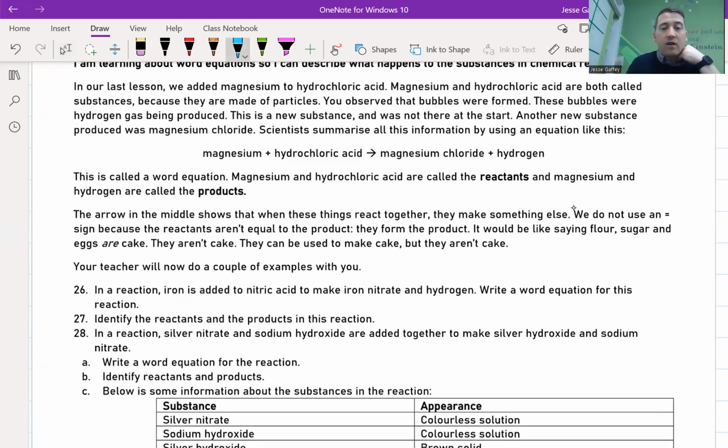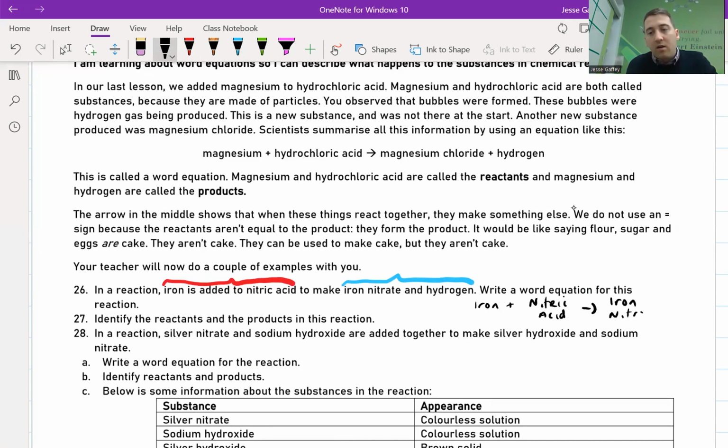Again, the first thing you should have done here is you should have identified what was there at the start and what was there at the end, okay? So iron is added to nitric acid. So those were there at the start to make iron nitrate and hydrogen. So these were there at the end. It says write a word equation for this reaction. So the first thing you should have done here is you should have said iron plus nitric acid react to make. So arrow reacts to make iron nitrate plus hydrogen.